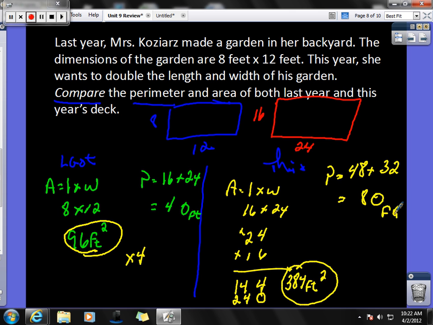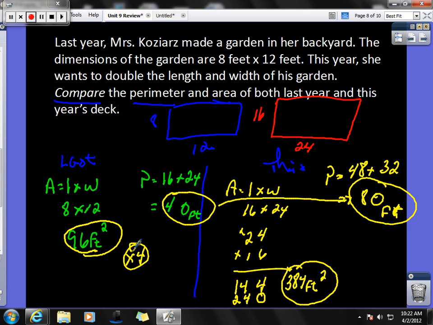And I want you to look at something here. Sorry, 80 feet. That number and that number, the 80 feet is 2 times the 40 foot. So when you double your length and you double your width, you will actually double the perimeter, but you will quadruple or make it 4 times the area.